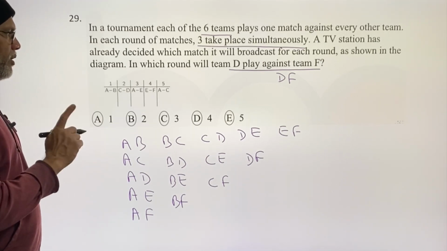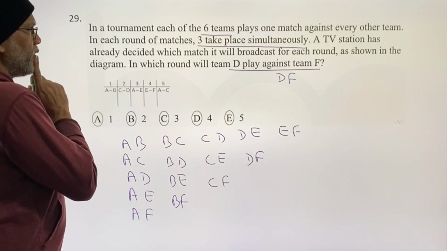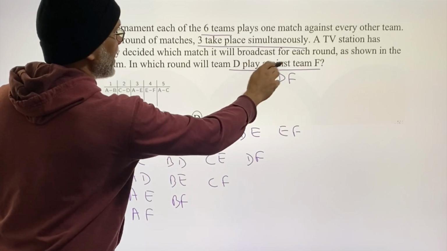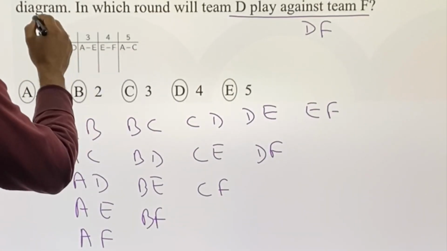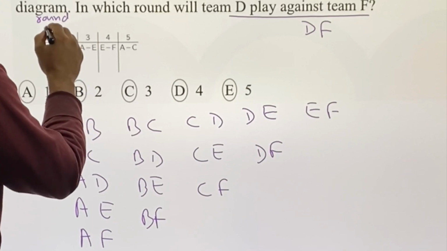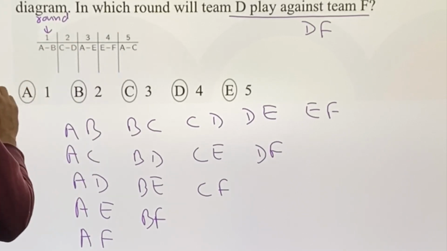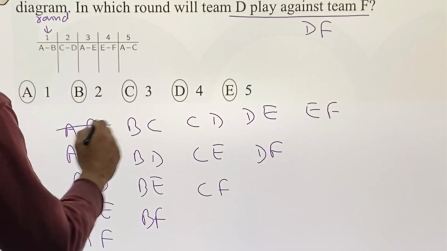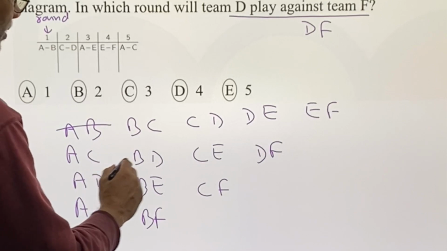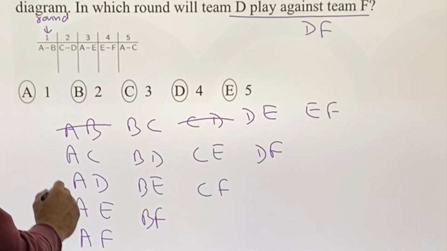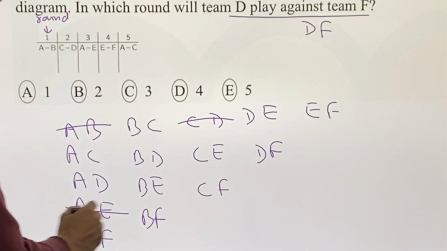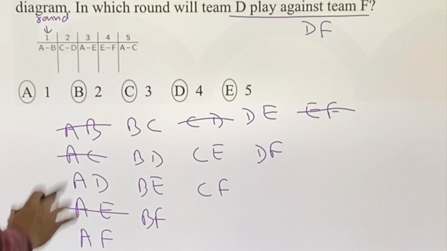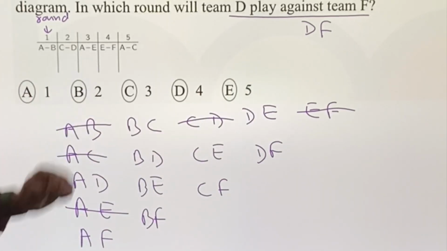All right. Now, okay, we want to find out in which round will team D play against team F. So these are the 5 rounds. So this is round 1, 2, 3, 4, 5, and we already know some pairs. So let's cross that out. AB, we already know. CD, we already know. AE, we already know. EF, we already know. AC, we already know. All right, so we already know which round they play.